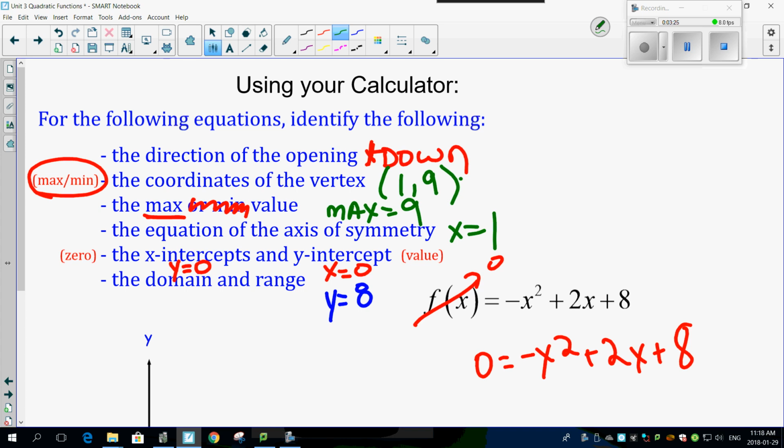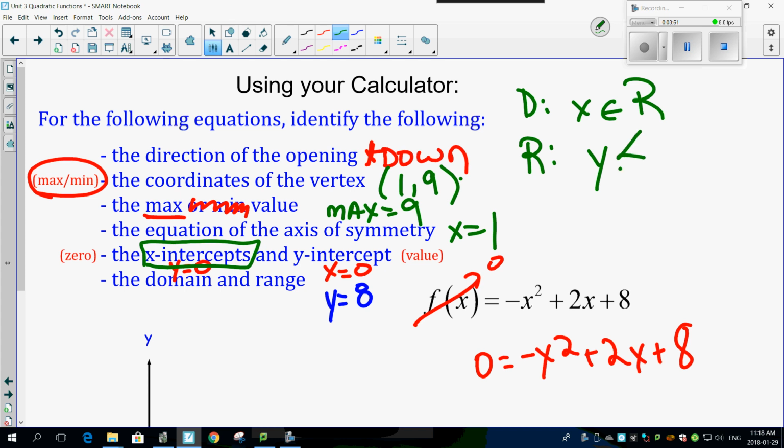So now that we've got the vertex, see how valuable the vertex is? It tells you so much more information. The only problem we have right now is we still don't have the x-intercept. I'll get to that in a second. Let's do the domain and range. Domain, pretty standard: x is an element of R. But the range here is y. Because it's opening down, it has a maximum value, which means everything else has to be less than or equal to the maximum, which is 9.